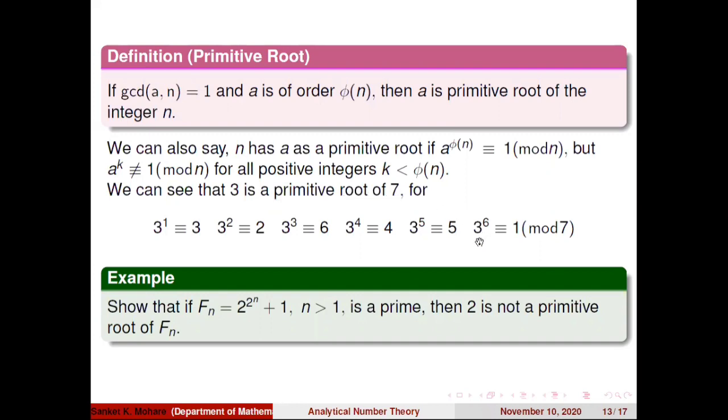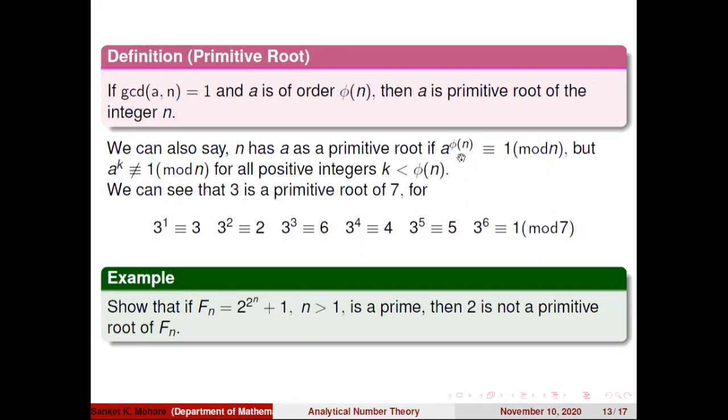Why? Because order of 3 is what? 6, and 6 is equal to what? 6 is equal to phi of 7. It means 3 to the power phi of 7 is congruent to 1 modulo 7. As 7 is a prime number, so phi of 7 is equal to what? 7 minus 1. Just as we discussed in an early lecture, phi of p is equal to p minus 1.